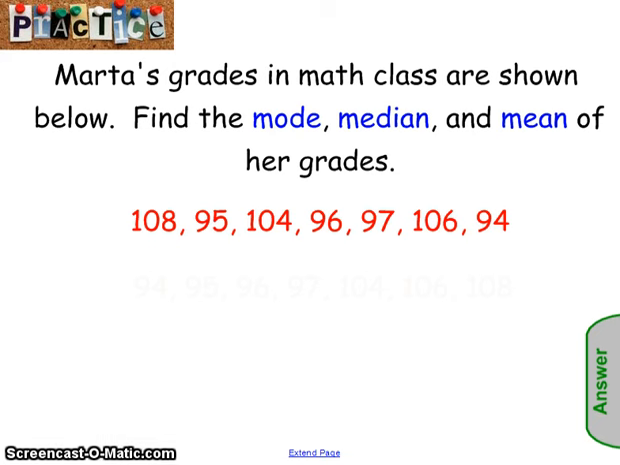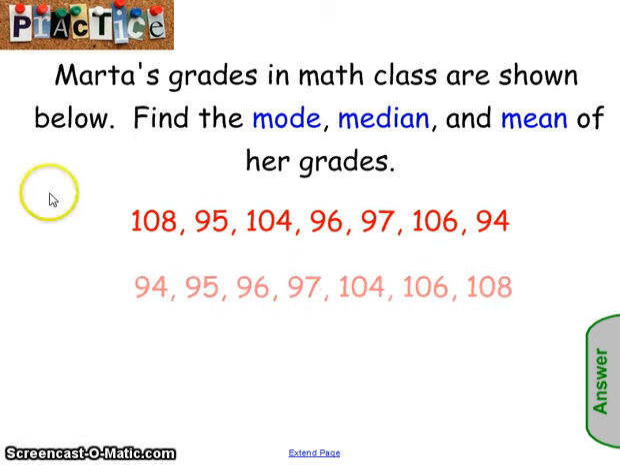Marta's grades in math class are shown below. So we've got a set of test grades. We want the mode, the median, and the mean. Let's put the test grades in order. As you look for the mode, none of the numbers show up more than any others. Each number appears one time, so there will be no mode.